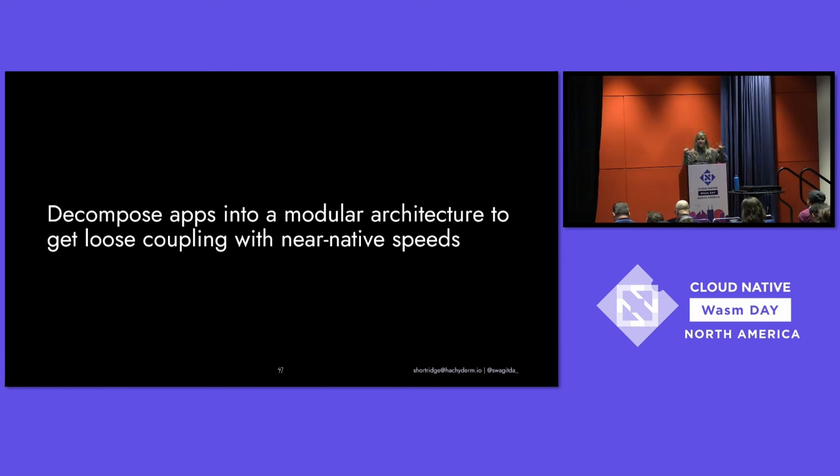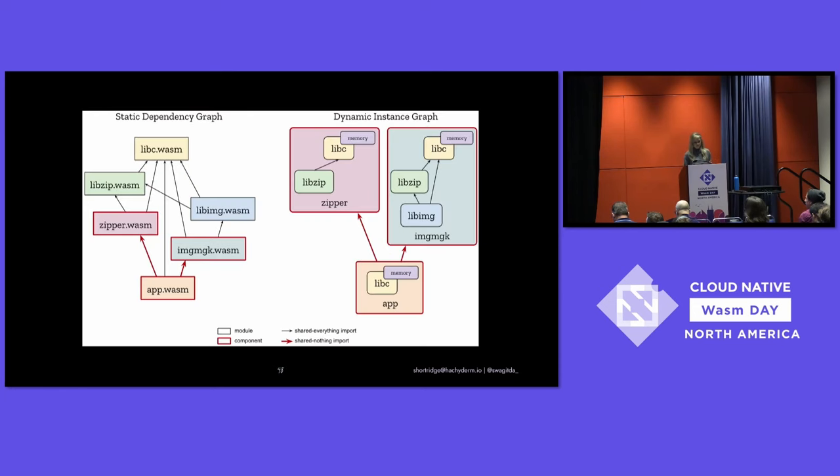So the component model really allows engineers to decompose their app into a modular architecture, wrap the resulting components in a lightweight sandbox to achieve looser coupling with, importantly, near native speeds. We can see how this looks here on the right side. Any corruption, like in the zipper ImageMagick components, can't cascade to the rest of the app. So I've got this nice little wrapper there. And ImageMagick is actually a really great example of smelly C code that's really difficult to extract or replace. So this is a big deal, right?